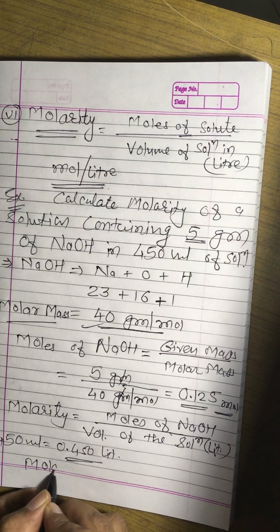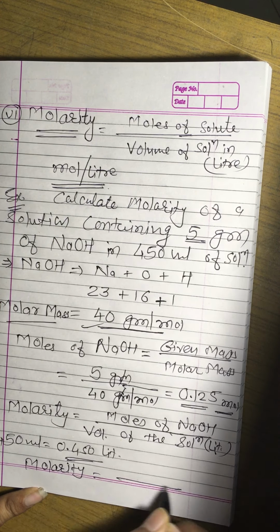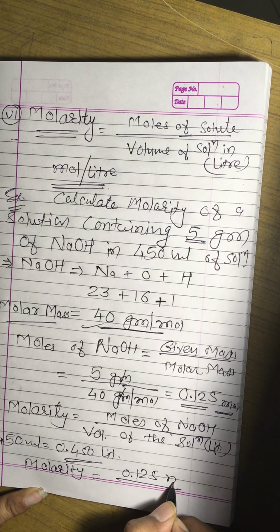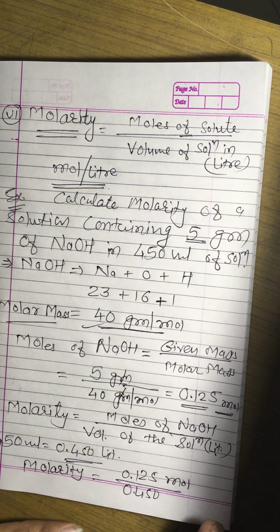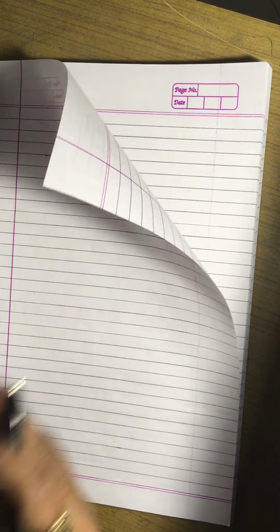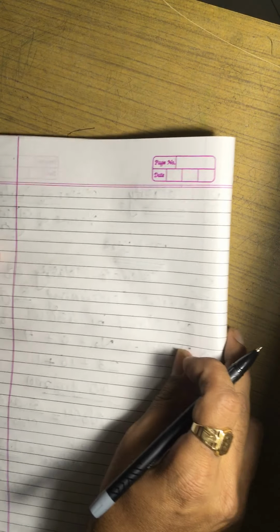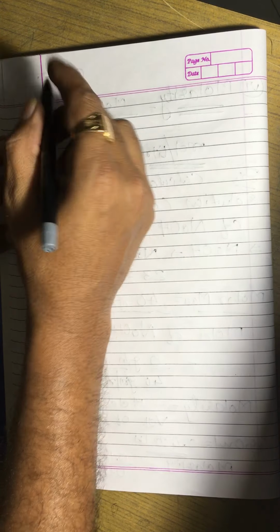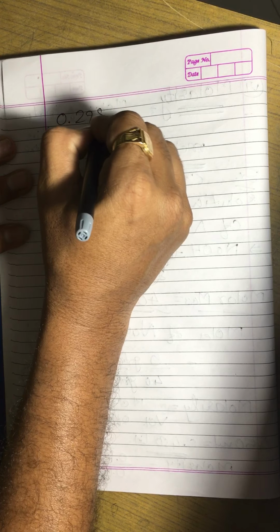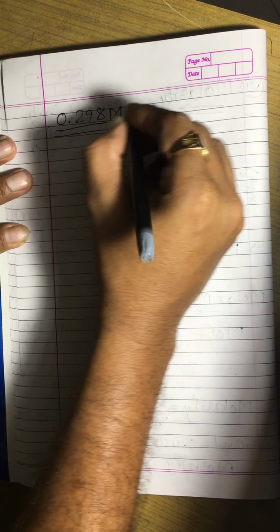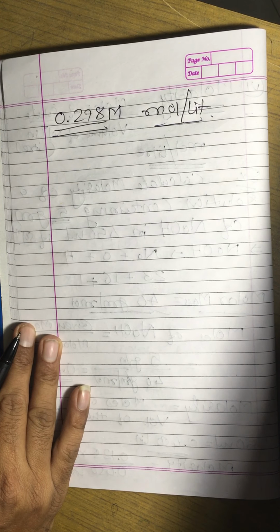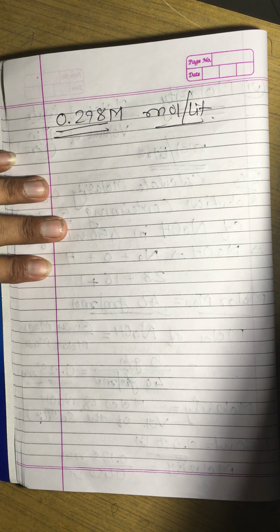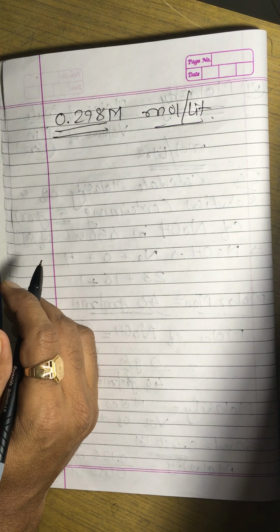So the last step: molarity is equal to 0.125 moles upon 0.450 liter. You can use a calculator, and we get 0.278 M. Here M means mole per liter. So this is your answer, 0.278 mole per liter. Next friends, one more example.